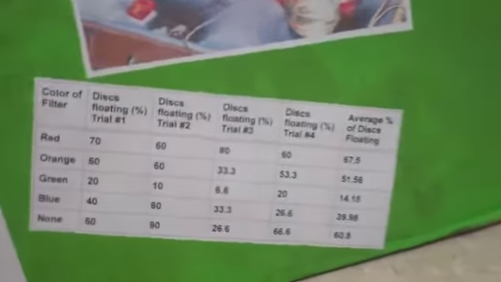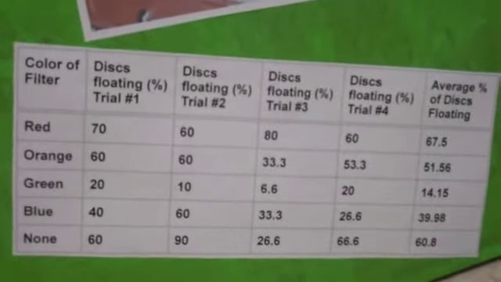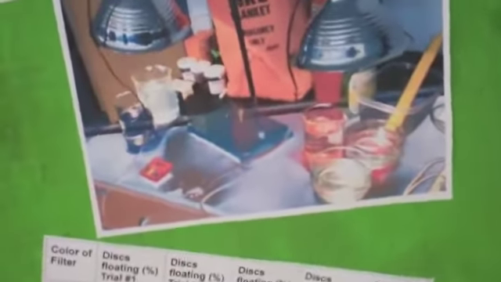It is the percent of discs floating in each of our 4 trials and the average at the end. That's a picture of our setup of the experiment.